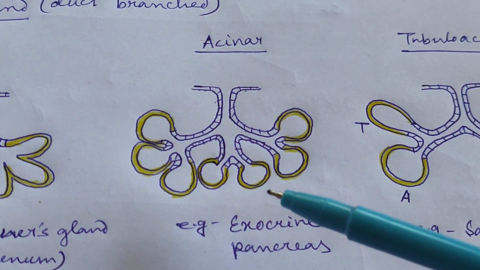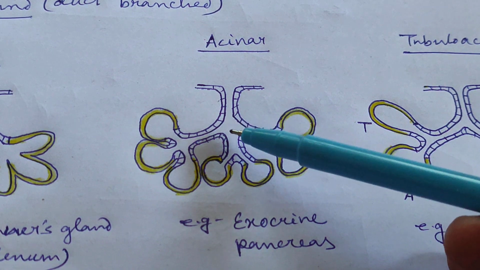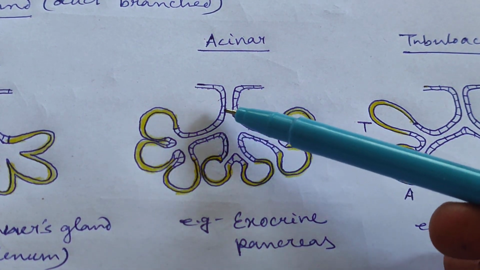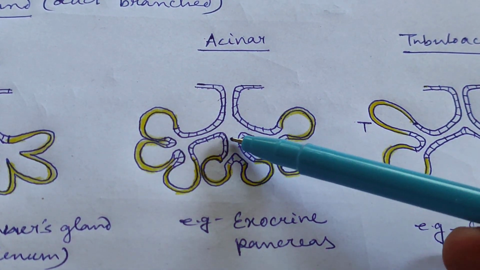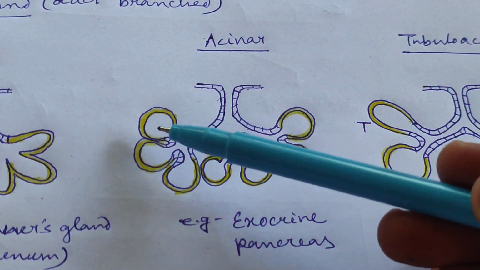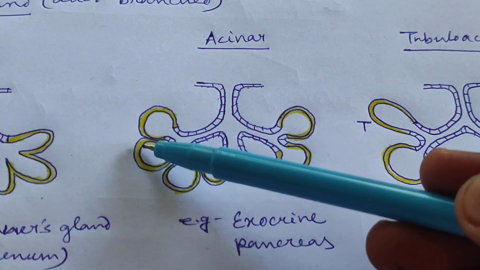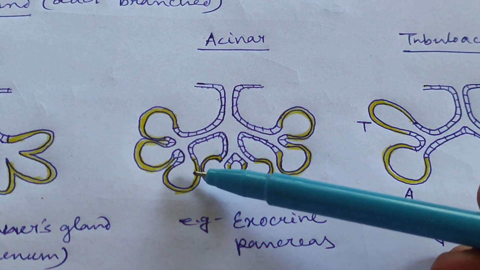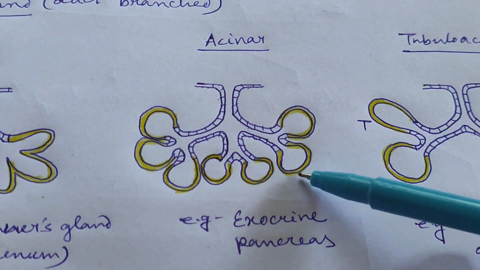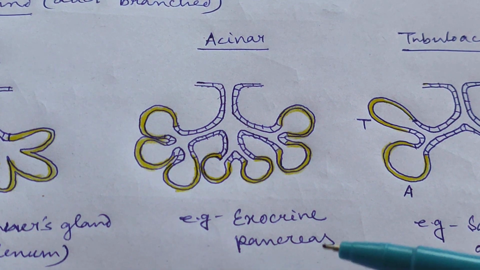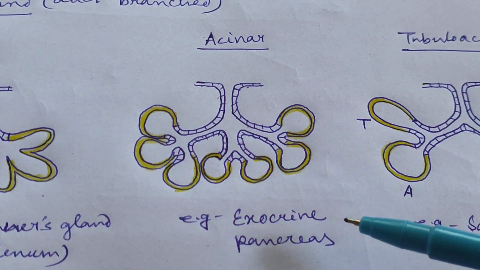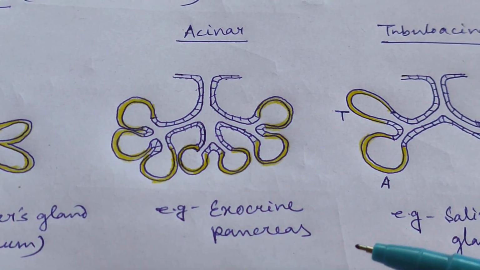Then the acinar gland. Here you can see the duct portion, the white portion, is branched. This is one branch, this is another branch, and this is another branch, and also the secretory portion is of acinar type and they are also branched, that is why it is known as compound acinar gland. They are mainly found in our exocrine pancreas.